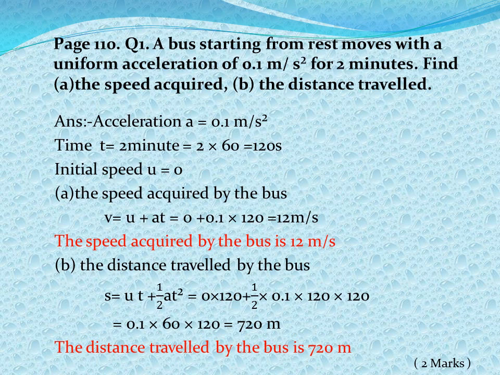A, the speed acquired by the bus, v, is equal to u plus at equals 0 plus 0.1 into 120 equals 12 meter per second. The speed acquired by the bus is 12 meter per second. B, the distance travelled by the bus, s, is equal to ut plus half at squared equals 0 into 120 plus half into 0.1 into 120 into 120 equals 0.1 into 60 into 120 equals 720 meter. The distance travelled by the bus is 720 meter.